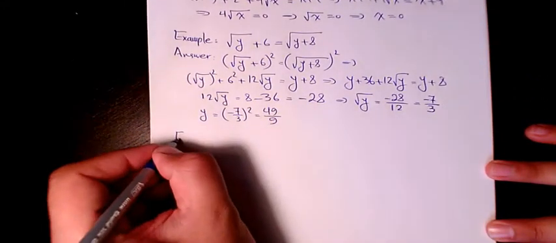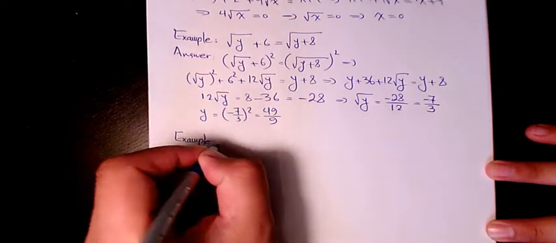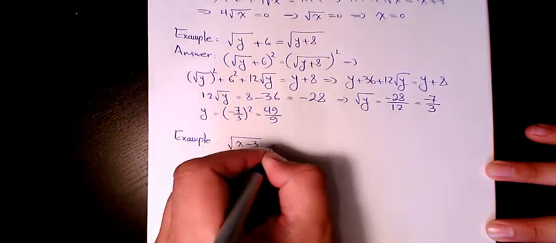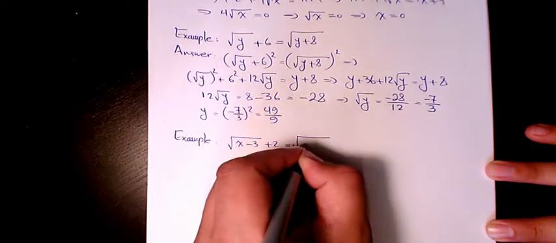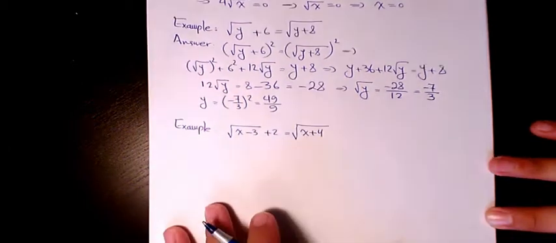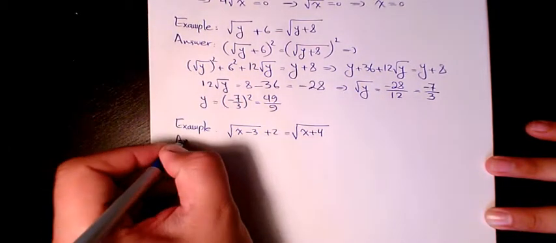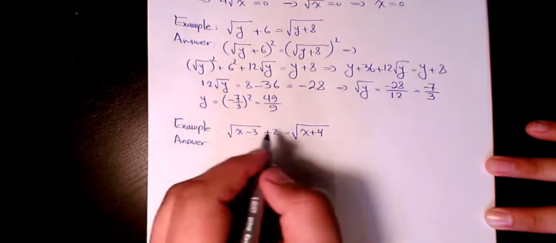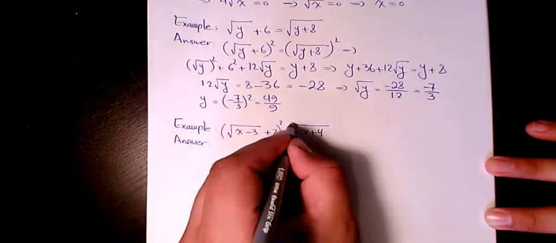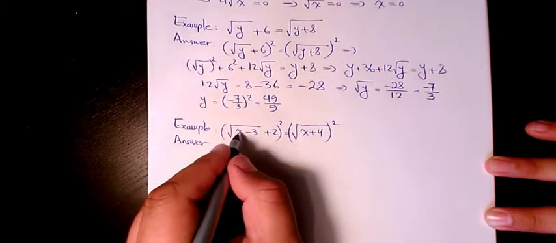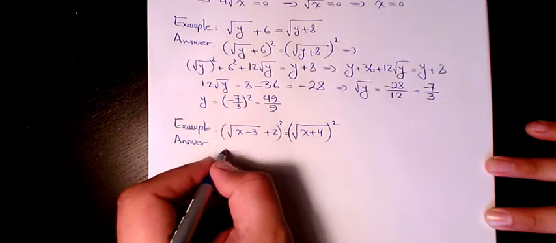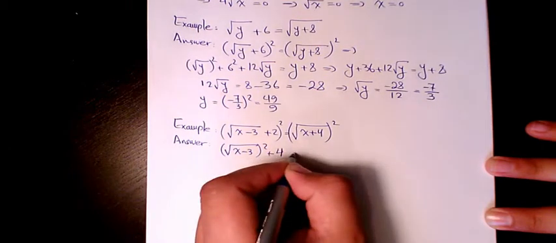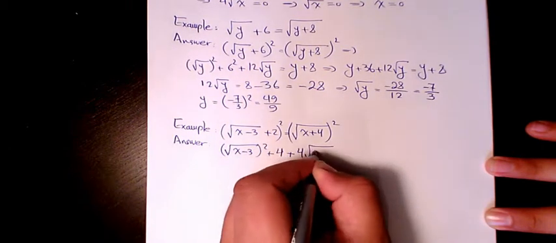Next example is square root of x minus 3 plus 2 equals square root of x plus 4. So the answer is: we need to square both sides, then it will be square root of x minus 3 to the power of 2 plus 2 squared, which is 4, plus 2 times 2, 4 root x minus 3.